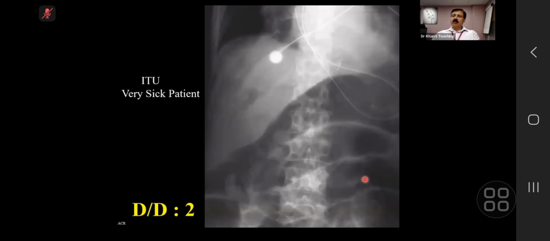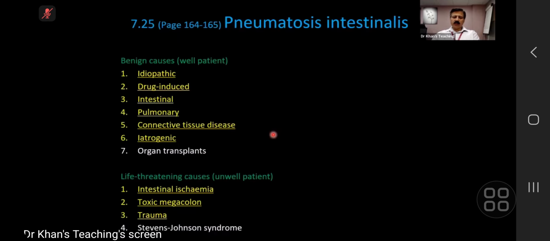Number 6. Number 7 is next. Please be ready. If you see here, there is gas within the wall of the bowel, and these are dilated loops, so must be paralytic. And with that, there is what we call gas in the portal vein, pneumatosis intestinalis. And one of the very interesting ones, you see, benign causes, 12 patient versus life-threatening cause.